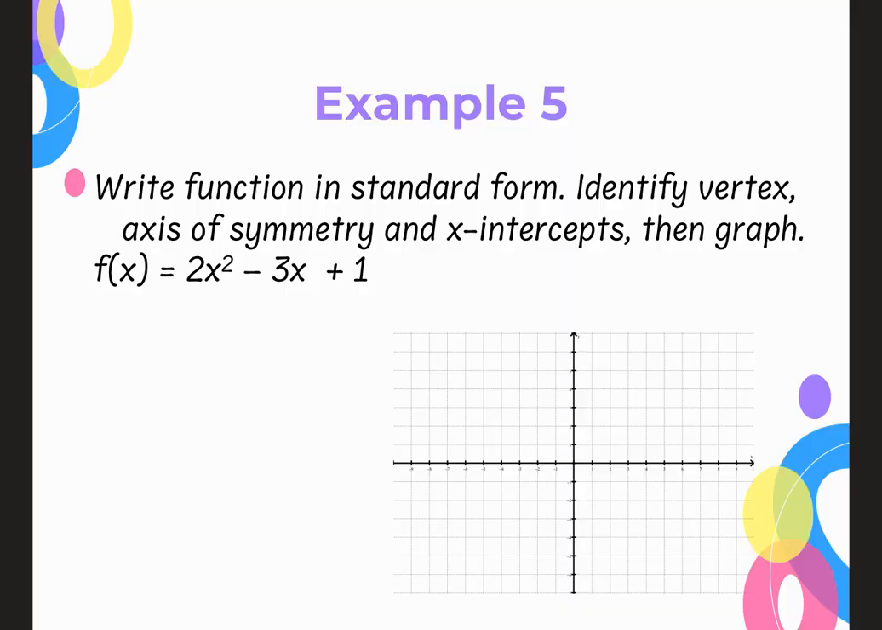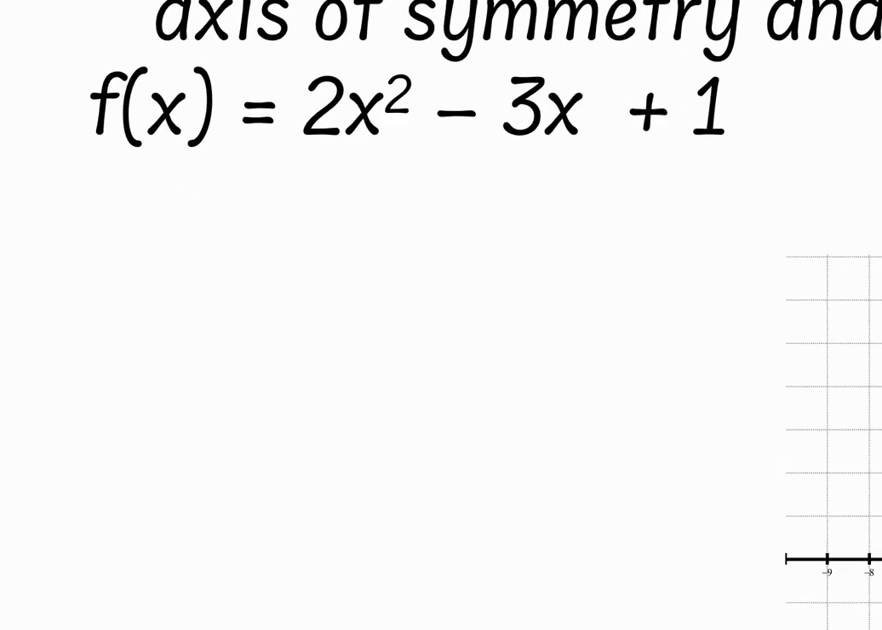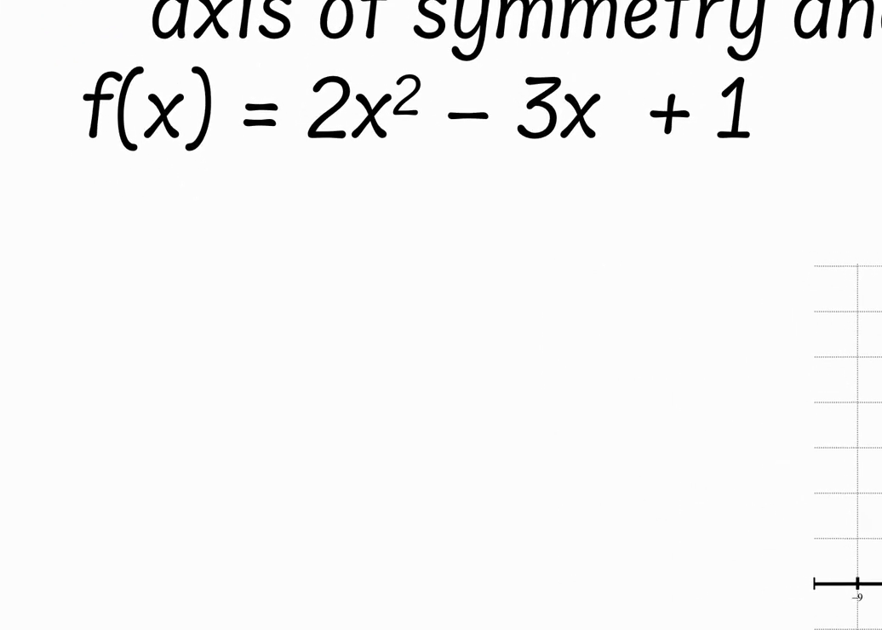All right, we're going to do one more, and then we'll stop for today. This is where it gets messy. Same set of instructions. Write the function in standard form. Identify the vertex, axis of symmetry, x-intercepts, and graph. So if I start at the beginning, I'm going to group together the first two terms. This time, what's happening? You have to divide out the 2.